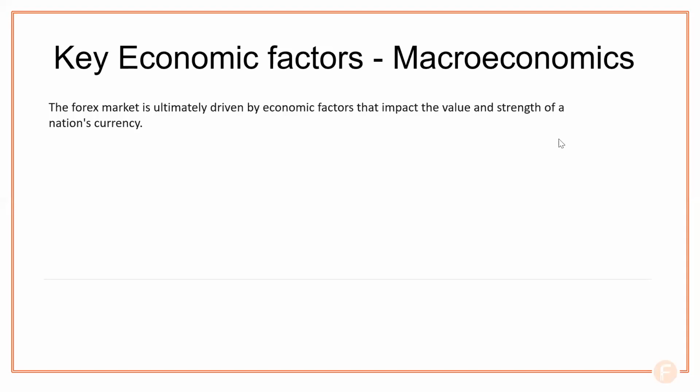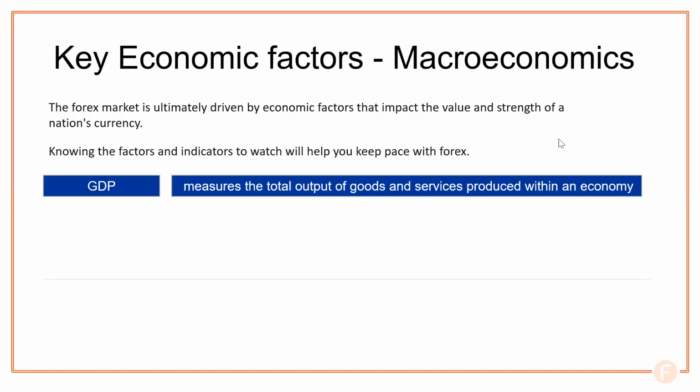So the forex market is ultimately driven by all of these indicators because they have an impact on the value of the nation's currency, okay? So knowing these factors will help you when you trade forex. So one of the first ones, GDP, gross domestic product. This measures the output of goods and services produced within an economy. So this is simply a high level index that measures what we're doing in terms of the things that we're developing and creating and producing and giving out to people in this country.